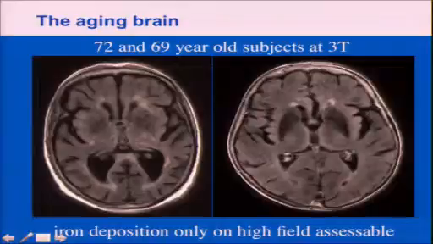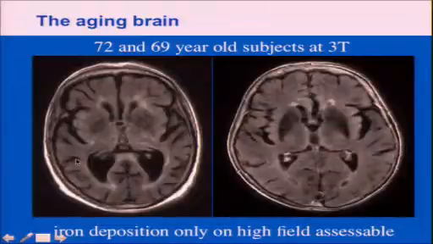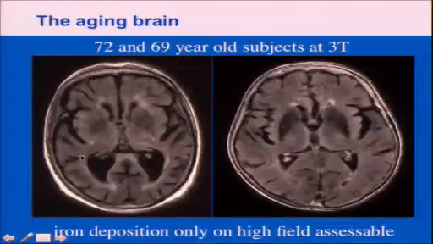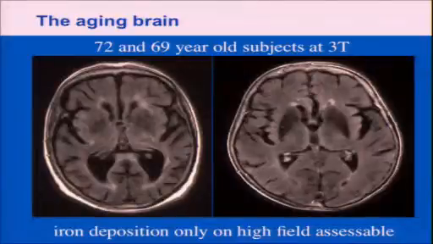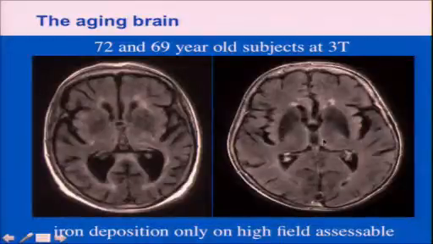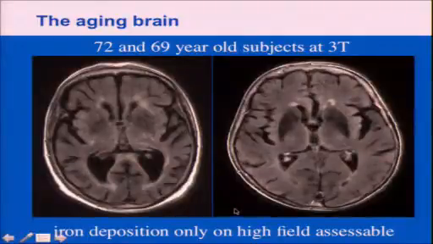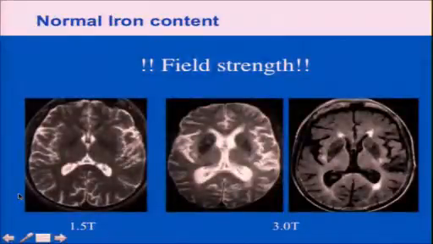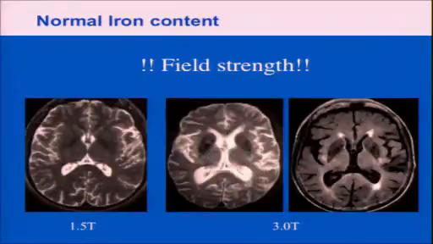So here are two subjects, 72 and 69 years old, scanned at a 3 Tesla scanner. If you want to compare the iron deposition, you always have to know what kind of scanner they were scanned on. If you have a patient that is coming for a follow-up and you see there's much more susceptibility artifact in the basal ganglia, make sure that the patient was not scanned before on a 1.5 Tesla and now on a 3 Tesla, because it appears more prominent just because of the more pronounced susceptibility artifact. So it's very much dependent on the field strength. Here is a 3 Tesla, and here is a 1.5 Tesla scan.